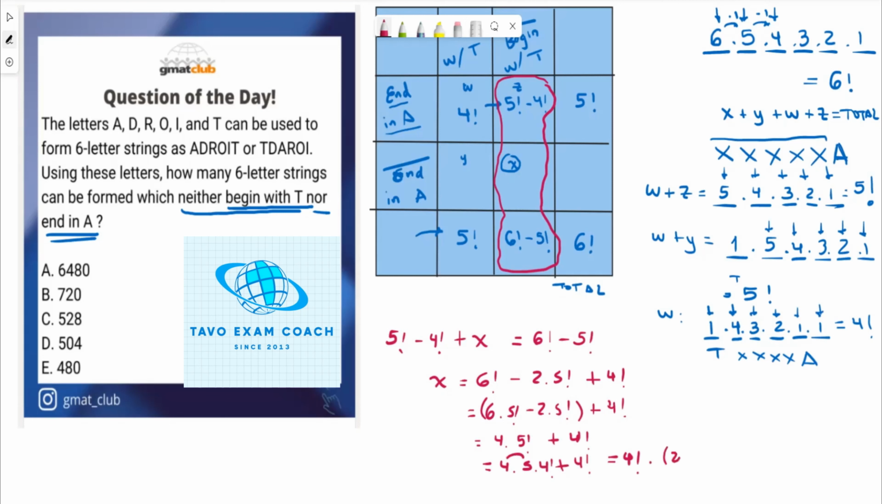plus 1, or 21. But 21 multiplied by 4 factorial, which is 24, is a number ending in 4. Among the 5 answer choices, the only value ending in 4 is 504. So D is the correct answer choice. Thank you for watching and see you in the next video.